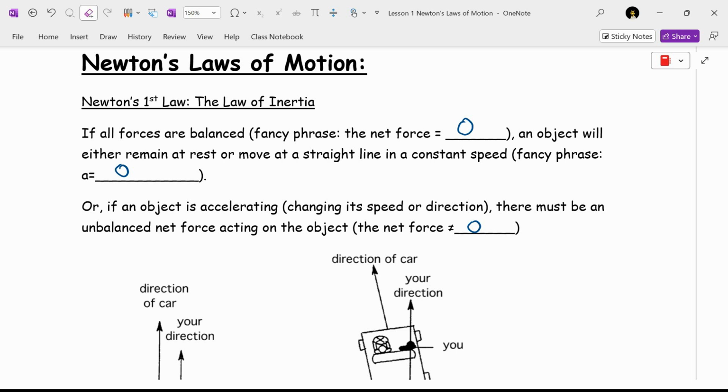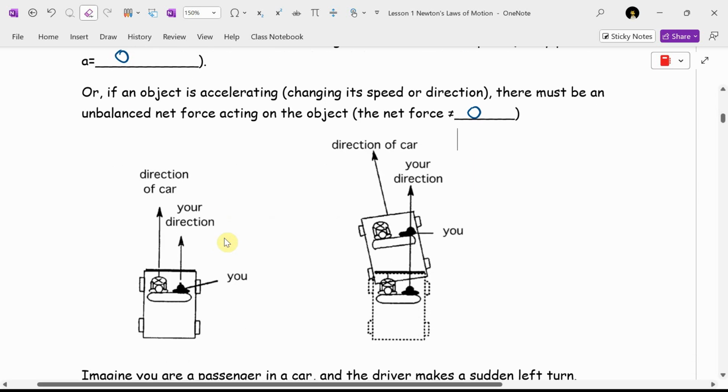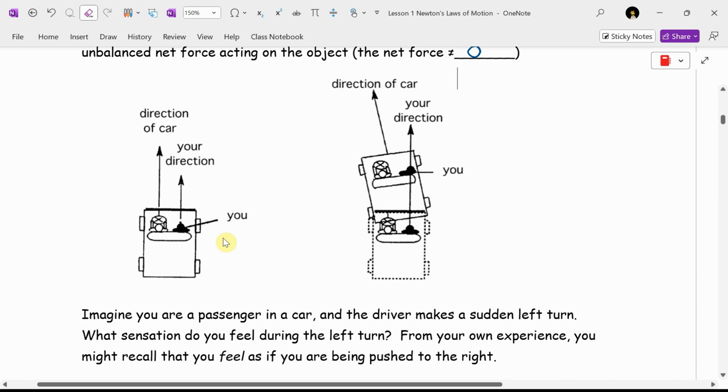Yep, good question. I'd like you to imagine that you're in a car. Your body wants to keep going in a straight line at a steady speed. That's what Newton's first law says. Your body wants to keep going in this direction. It has something that we call inertia. Inertia wants your body to keep going in a straight line at a steady speed.